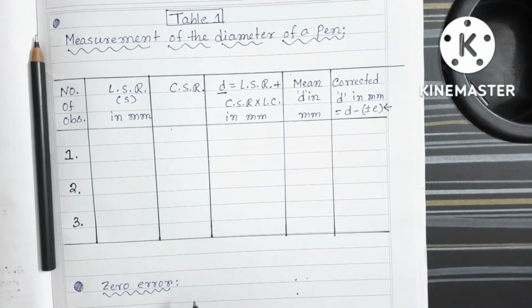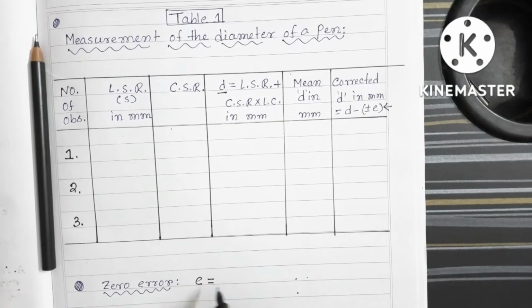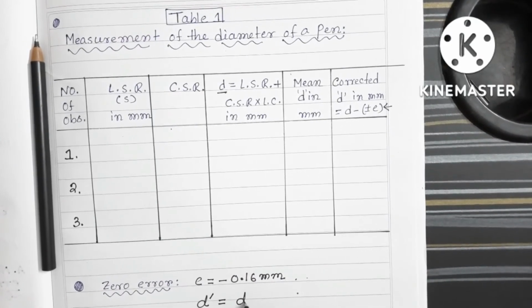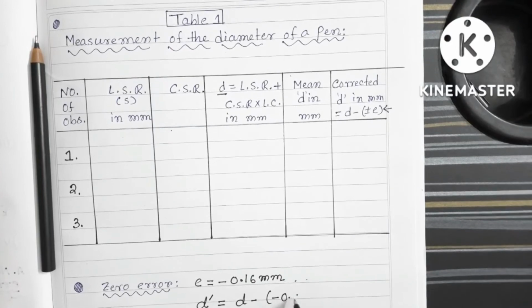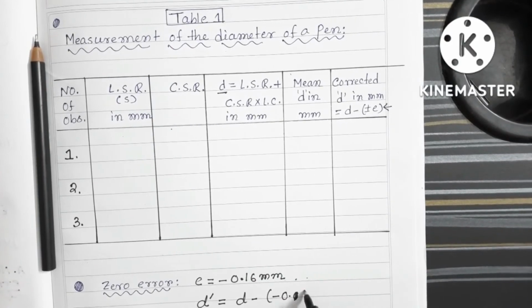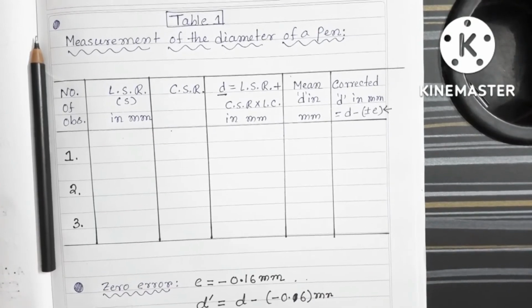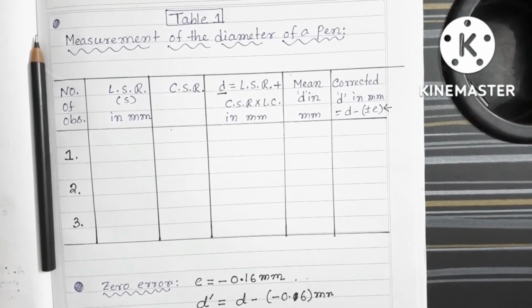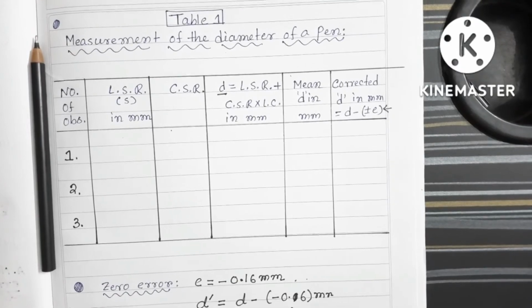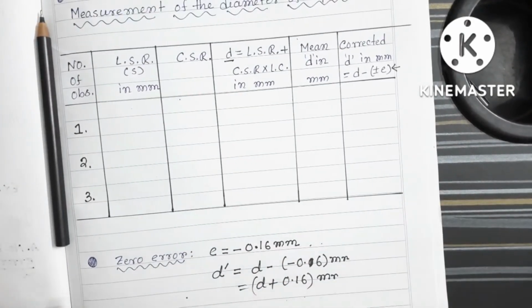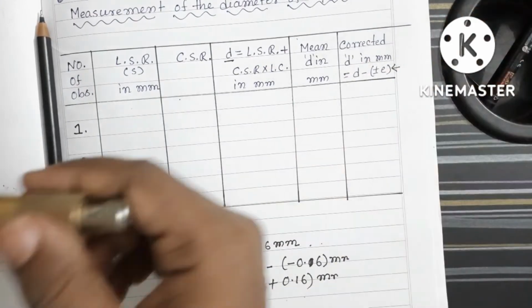Okay, what error have we found here? Error is equal to minus 0.16 millimeter. So our corrected D, let's say it is D prime, it will be D minus of minus 0.16 millimeter. So that means D plus 0.16 millimeter. It will be our final result. So let's start the measurement.